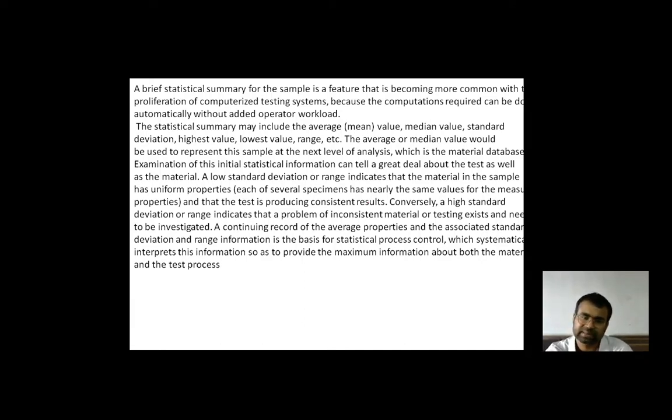So the statistical summary may include the average, mean value, median values, standard deviation, highest value, lowest value, range. So all this is to be included in this particular report, and that is how we can compare these test results. So the average or the median value would be used to represent this sample at the next level of the analysis, that further analysis of this particular thing is to be taken care of. Is it that simple as it?